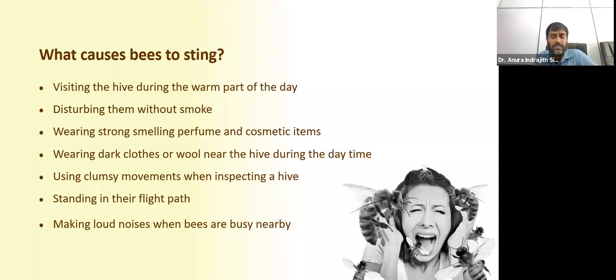Then, making loud noises when bees are busy nearby. Normally we don't even talk to each other when we are handling bees. Maybe it's not a big effect, but it is not good to make noises. But remember, we can use noises for our benefit also.